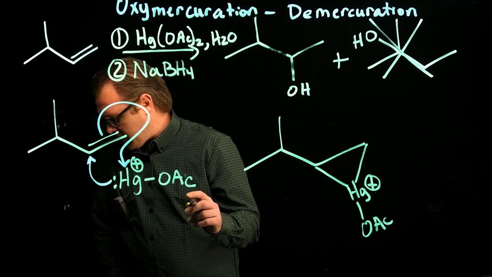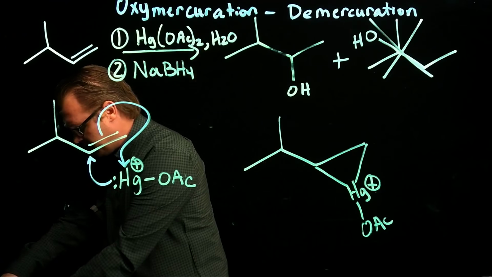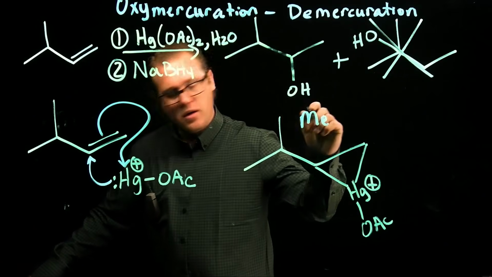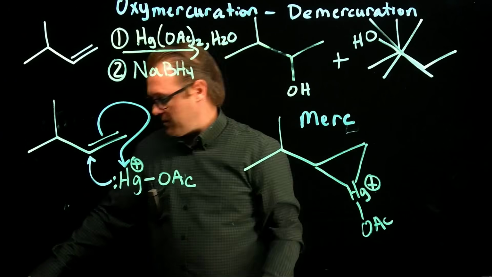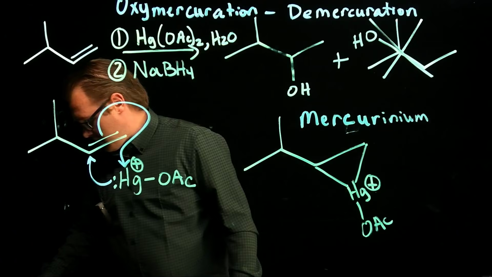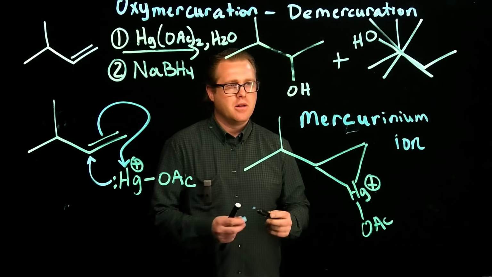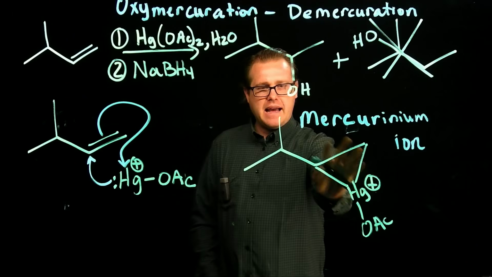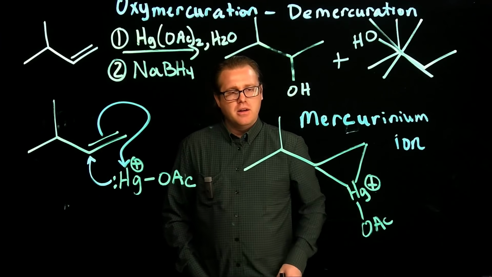The word is just so hard for me to say. It's weird. Okay, so let me write it down. That's a C. There we go. The mercurinium ion. That's what that three-membered species looks like, or is called, okay? So we have our ion there.